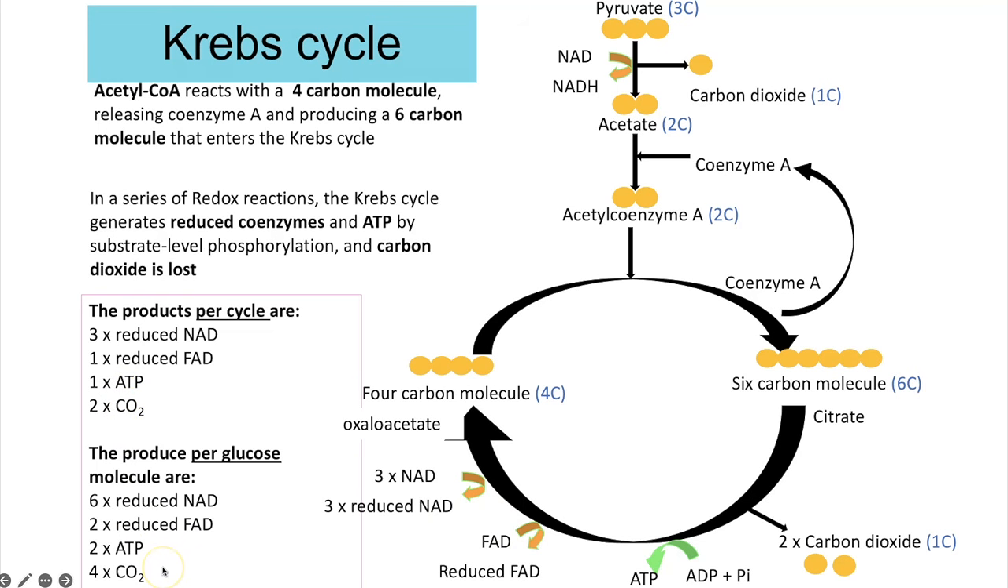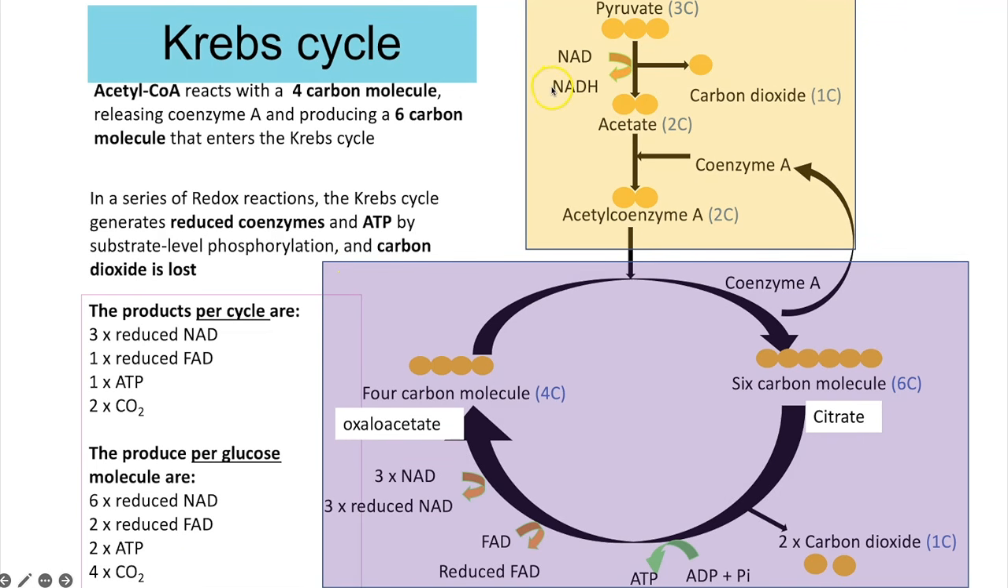But much like with the link reaction, the Krebs cycle happens twice for every glucose molecule because we have 2 pyruvate made, therefore 2 acetyl-CoA, therefore the cycle happens twice. So for every glucose molecule, we have 6 reduced NAD, 2 reduced FAD, 2 ATP, and 4 carbon dioxide molecules. So this is just splitting it up into those 2 stages, the link reaction and the Krebs cycle.